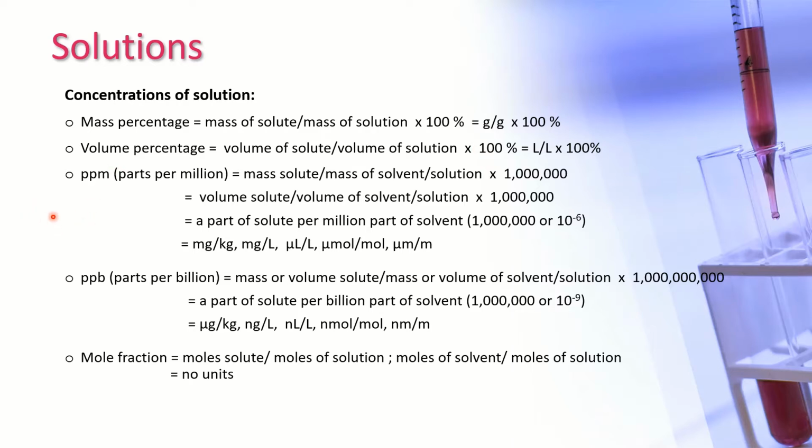For very dilute solutions, it is expressed in ppm or parts per million with the formula mass of solute over mass of solvent or solution times 1 million, that is 10 to the power of negative 6. Or in ppb or parts per billion with the formula mass or volume of solute over mass or volume of solvent or solution times 1 billion or 10 to the power of negative 9.